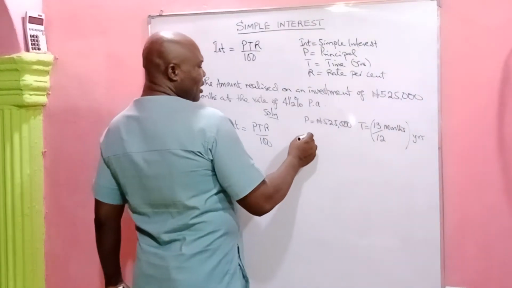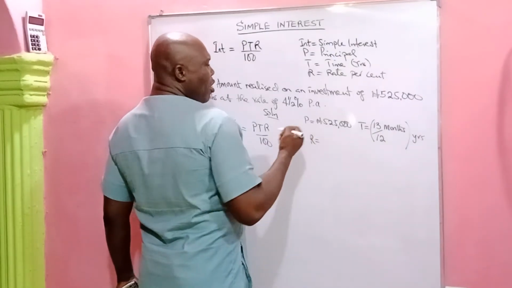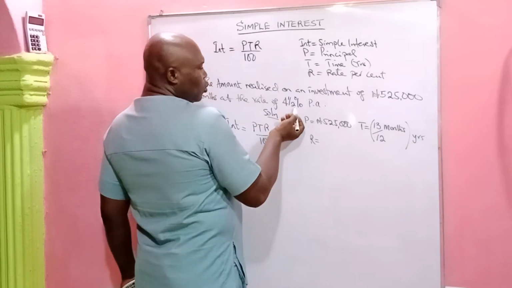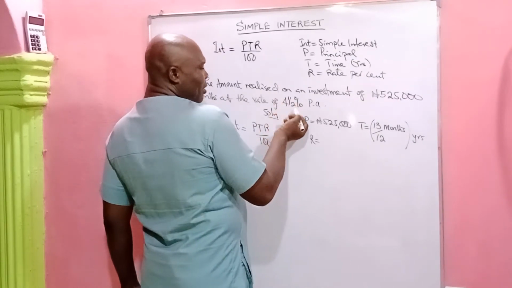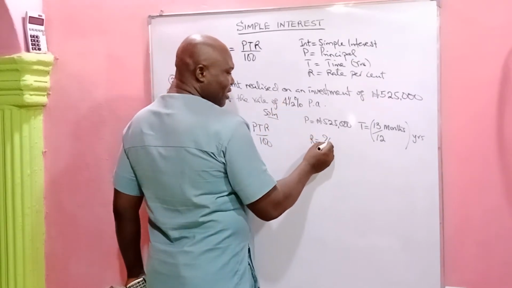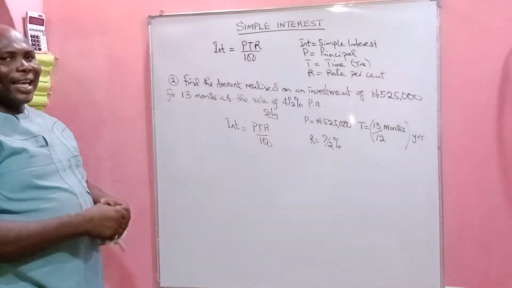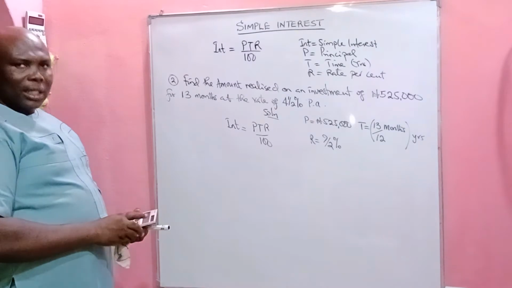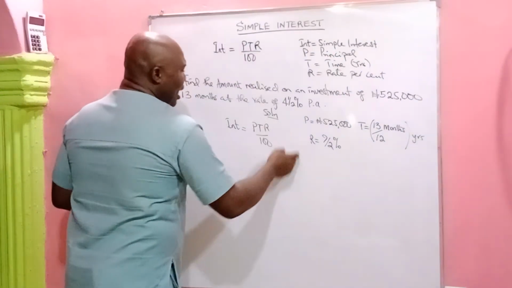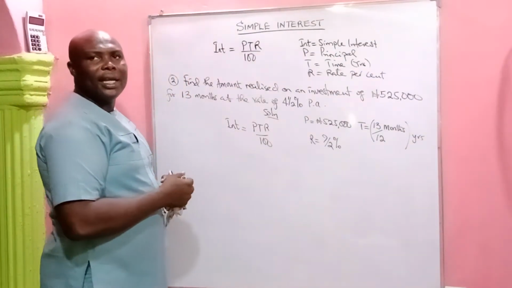Alright, so we have the rate. The rate itself is 4.5%. 2 times 4 is 8, plus 1, 9/2. So 4.5% is the same thing as 9/2%. We should always express our rate as a fraction, so that we can now input it into the formula to find the interest.